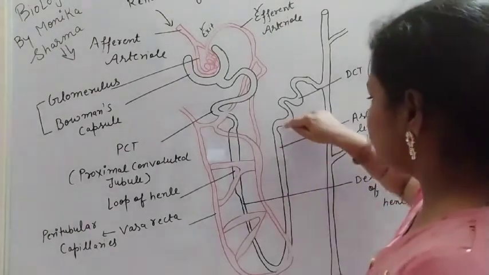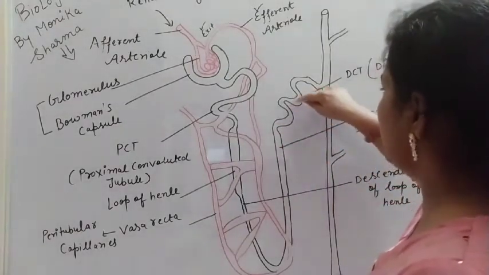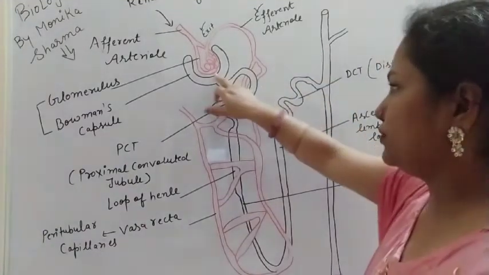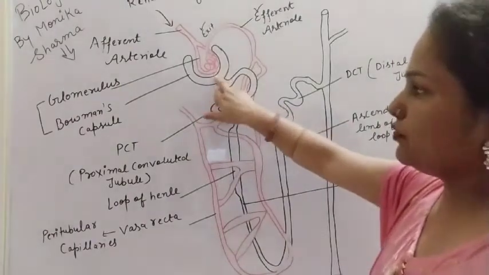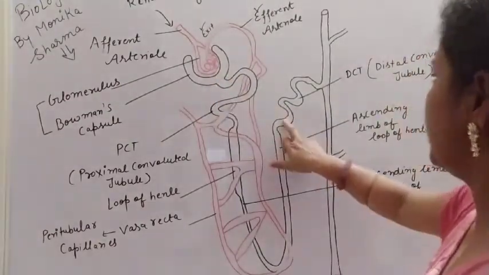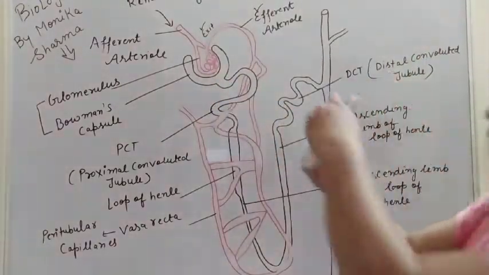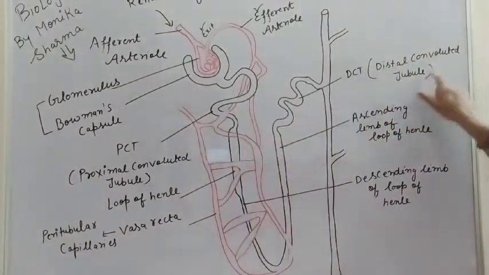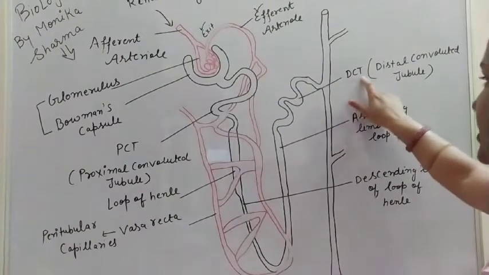Then it also changes into a highly coiled structure, and this highly coiled structure is away from the Bowman capsule, or away from the first part. So the name is distal. So proximal and the distal part. So this is the distal convoluted tubule, or DCT.